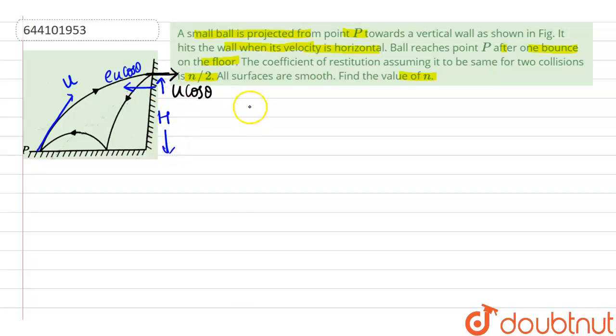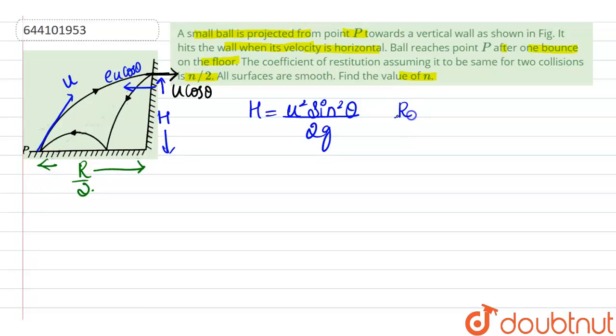Therefore, we know that h is equal to u square sine square theta divided by 2g, and this distance will be nothing but half the range, and range by 2 will be equal to u square sine 2 theta divided by 2g. So these will be the conditions.